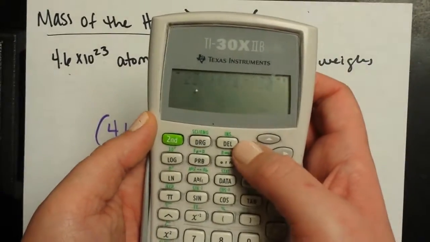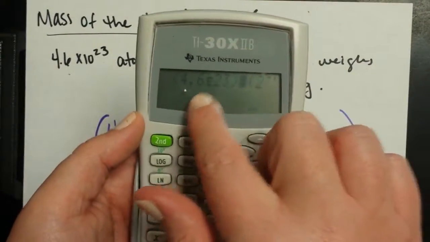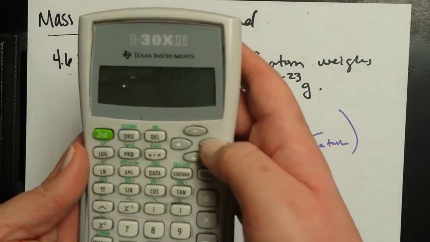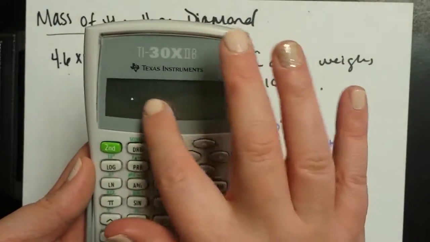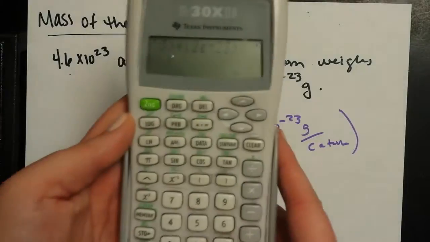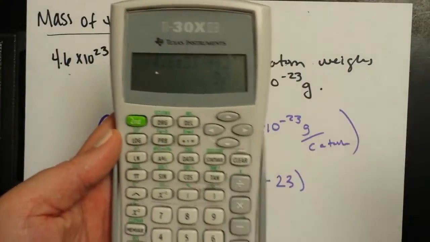All right, let's look back at how these numbers look in the calculator: 4.6 times 10 to the 23rd, multiplied by 2 times 10 to the negative 23rd. That's what I have here. Once you have it typed in correctly, hit enter, and you should get 9.2.